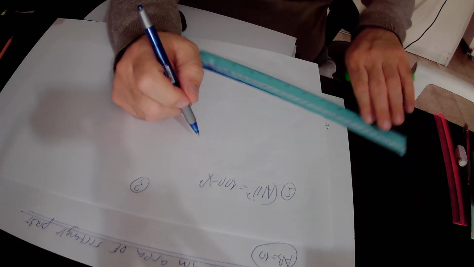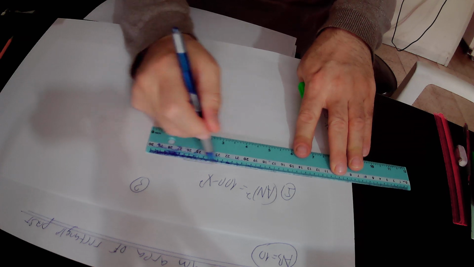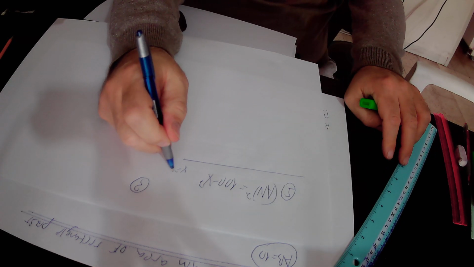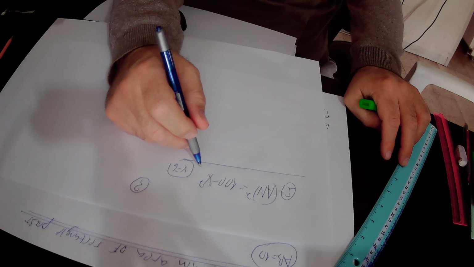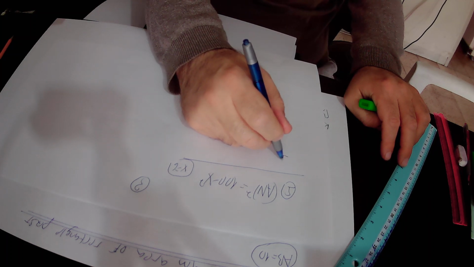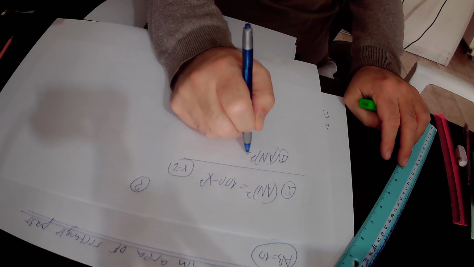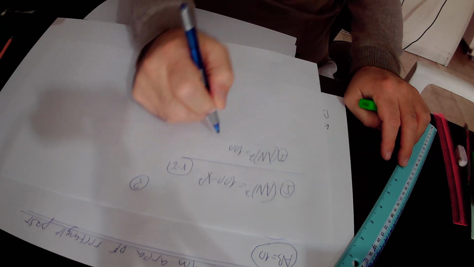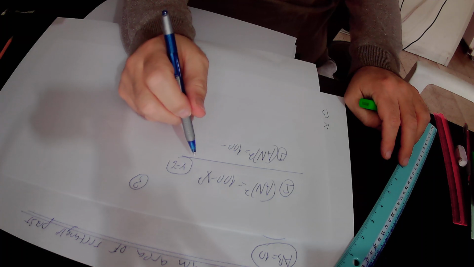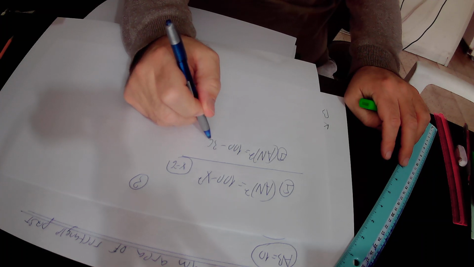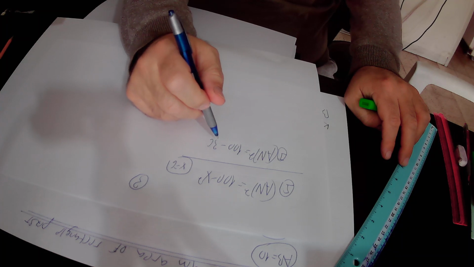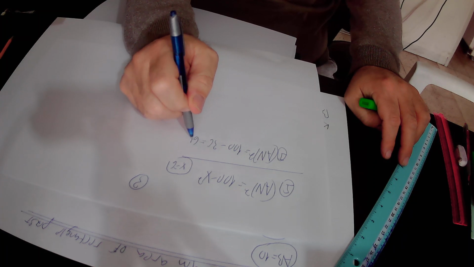And we just right now found out that x equals 6. So we substitute x by 6 in this equation 1, and we get that AN squared equals 100 minus x squared. X is 6, therefore x squared is 36. So in total AN squared equals 100 minus 36, that is 64.